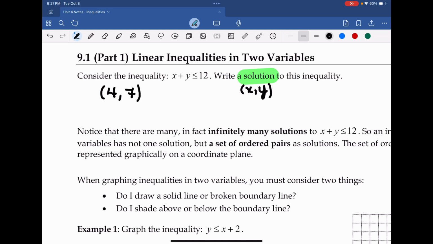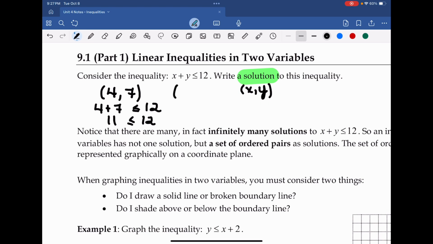Well, if we put these things together, 4 plus 7, and I'm going to write a little smaller just so I can fit it, 4 plus 7 is less than or equal to 12. This is 11 is less than or equal to 12. Yeah, of course, this works. Perfect. So there's one solution. Let's come up with another one.